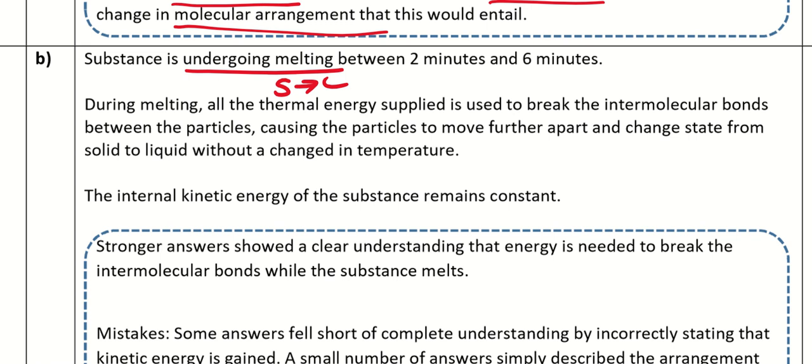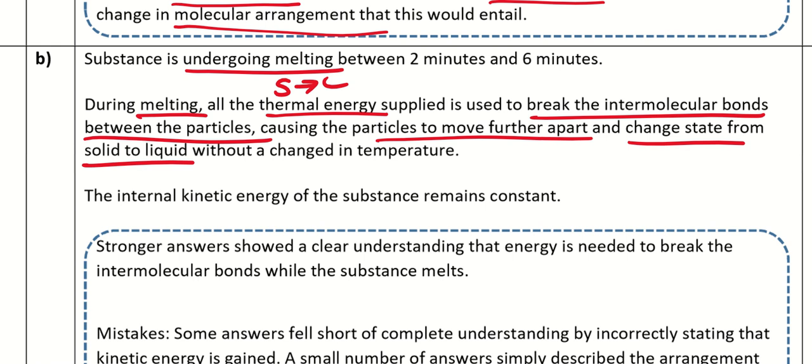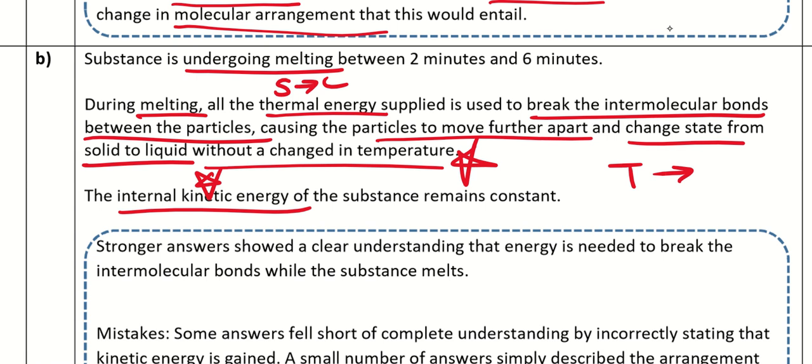So write this down, be as explicit as possible. And then what happens during melting? All the thermal energy supplied is used to break the intermolecular bonds between the particles, causing the particles to move further apart and change state from solid to liquid without a change in temperature. The internal kinetic energy of the substance remains constant, because temperature affects kinetic energy. The state affects potential energy.